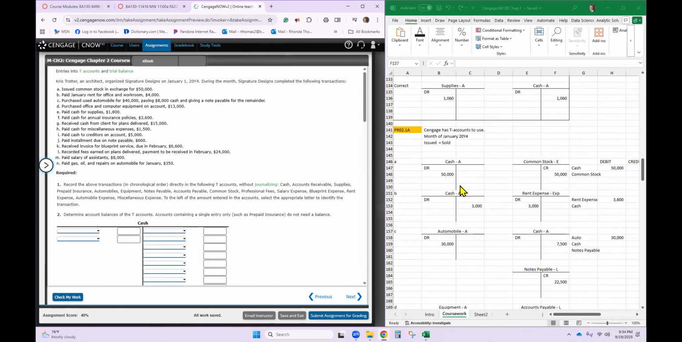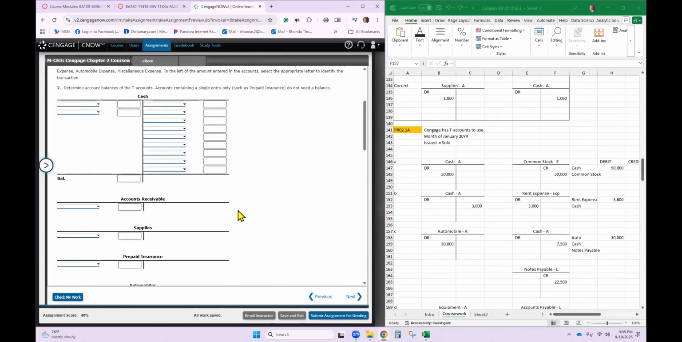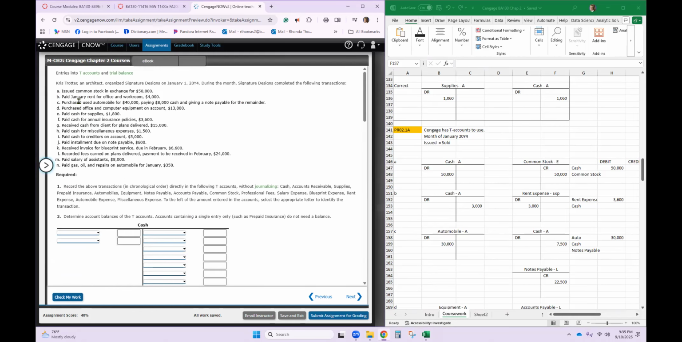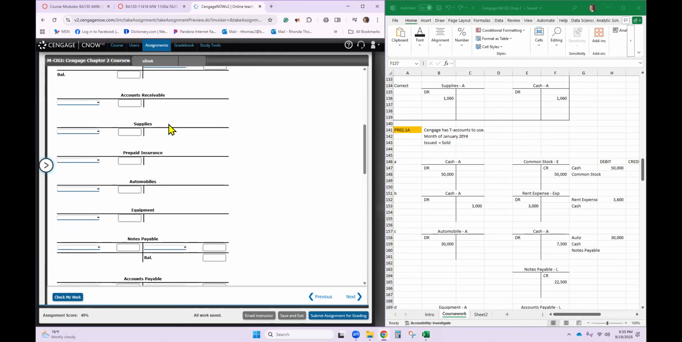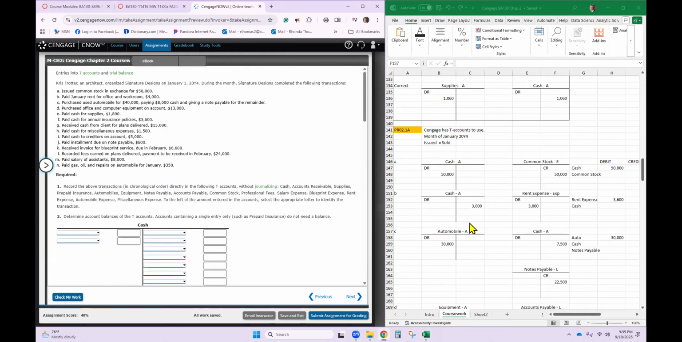All right, so what we have here is a set of transactions for Signature Designs, which is an architect. This is in January. Okay, so I think this is their first month of business. And instead of using T accounts over here, we're going to use them right here. Now we are not going to journalize these. We're just going to use the T accounts to get an idea of what's going to be debited, what's going to be credited.